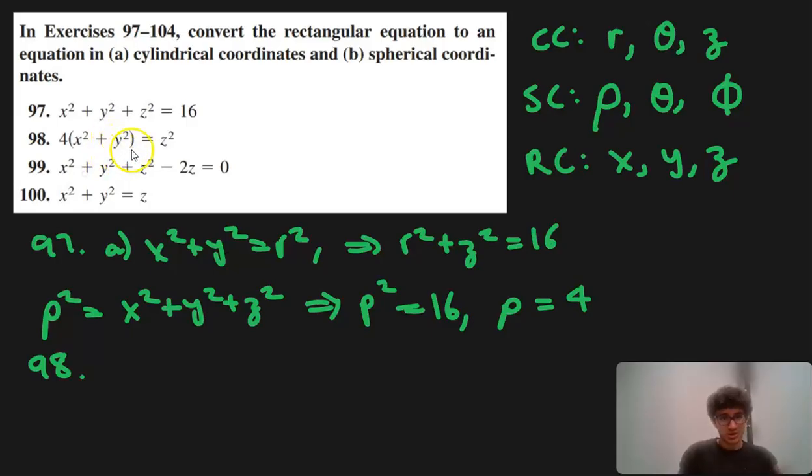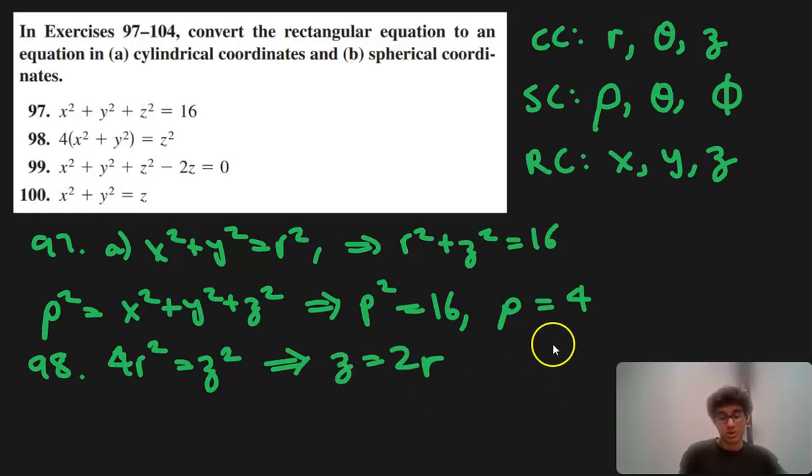So 98. Over here, very similar tactic that we'll use. x squared plus y squared is r squared. So all we have to do is 4r squared equals z squared. And depending on exactly how you're graphing it, you can simplify this to z equals 2r, or it would be plus or minus 2r. It depends on the specifics, but the main idea is just, again, x squared plus y squared is r squared. How do we do this with spherical coordinates? That's a little bit trickier.